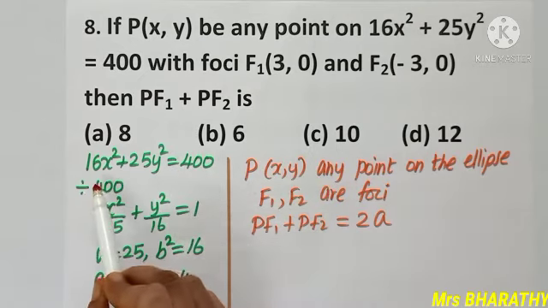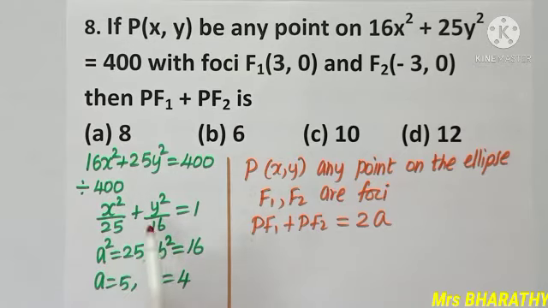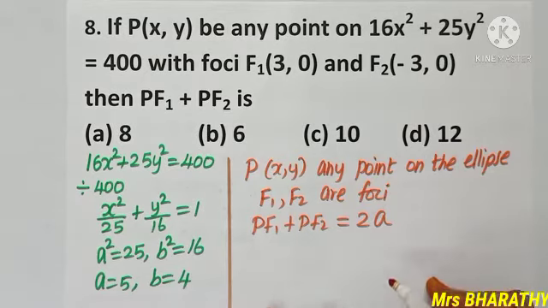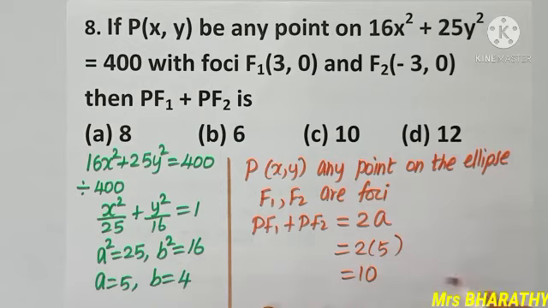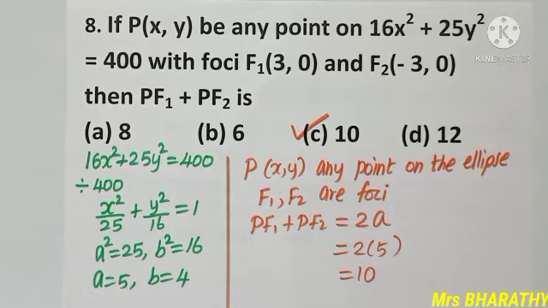So, divide by 400. I get x square by 25, plus y square by 16, 400 by 400 is 1. The bigger number we treat as a square, the smaller number as b square. So a square is 25, so a is 5. 2a is my answer. 2 into 5, we arrive at 10. So 10, option number C is the right one.